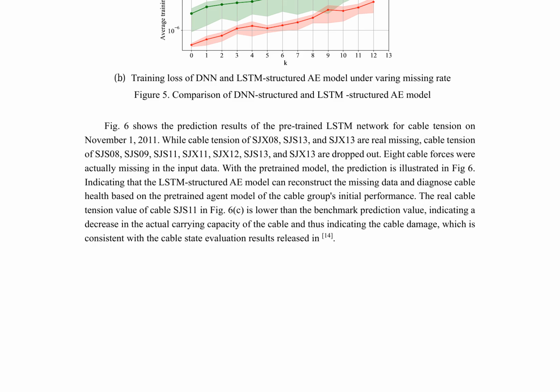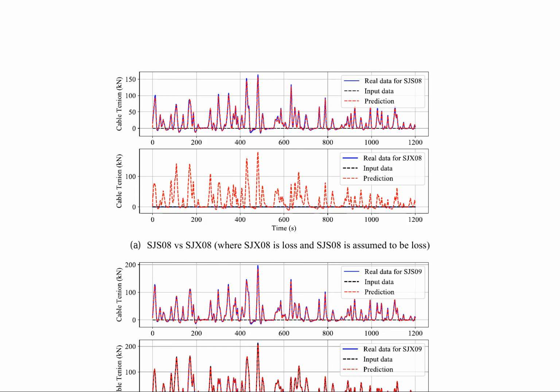This research paper addresses the issue of missing data in structural health monitoring, SHM, and proposes a novel approach to handle such data using a dropout mechanism. The proposed method utilizes an LSTM structured autoencoder model to develop a robust baseline agent model for damage identification and other tasks, eliminating the need for traditional missing data imputation preprocessing.